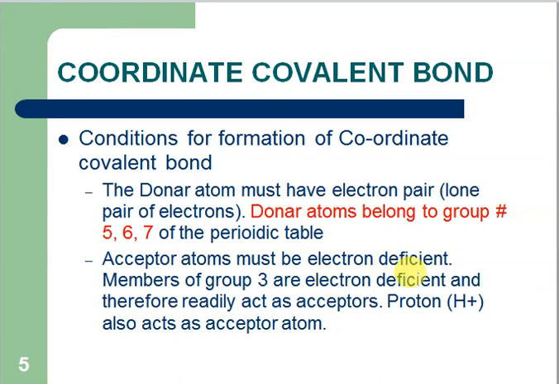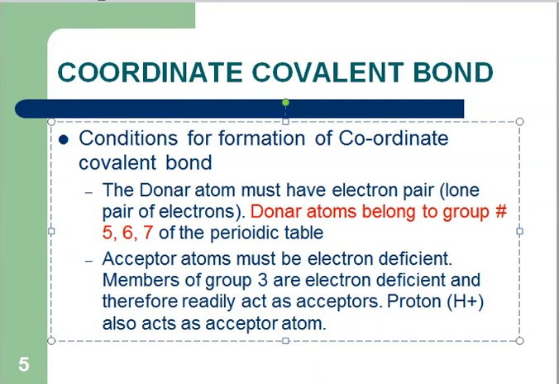So here we have the situation. We can say that the coordinate covalent bond must be formed between members of group number 3 and members of group number 5, 6 and 7. We have made a generalization that whenever we have a proton or members of group number 3, which are electron deficient elements, then we always form a coordinate covalent bond when donors from group number 5, 6 and 7 are available. Right? So that's all about the bonding section.